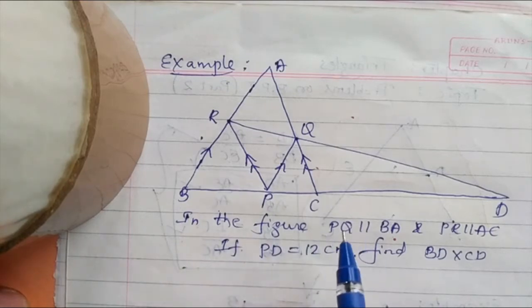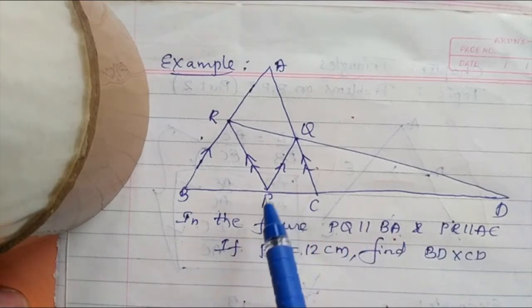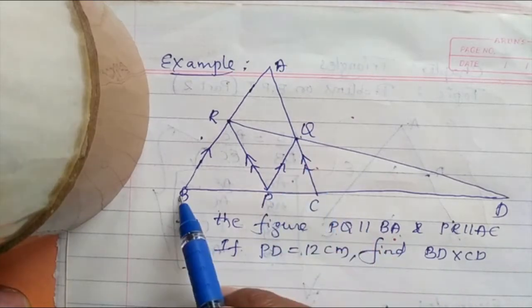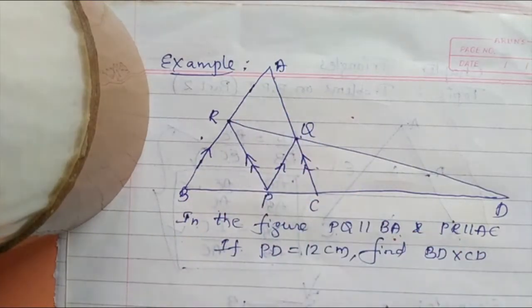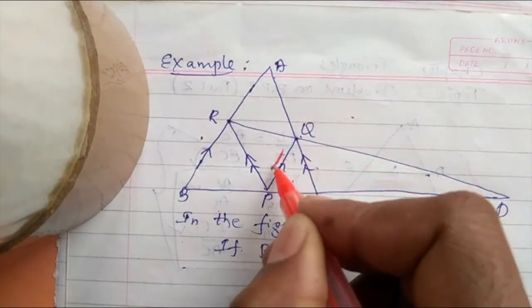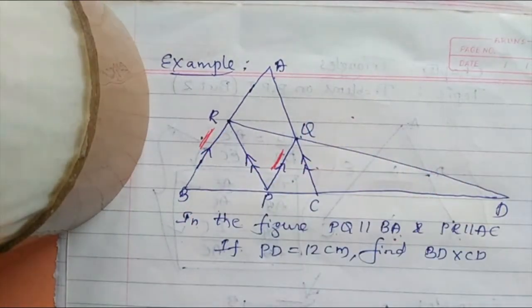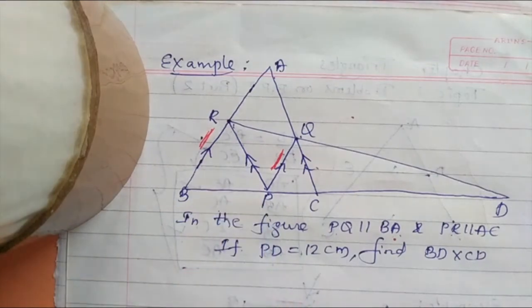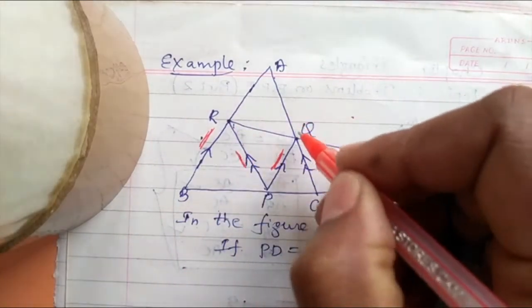In the given figure, PQ is parallel to BA. Just study the diagram. PQ parallel to BA. Of course, these 2 are parallel, student. The other parallel lines are PR parallel to AC. Look, this is PR, and PR is parallel to this AC.